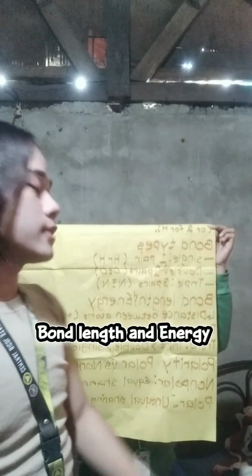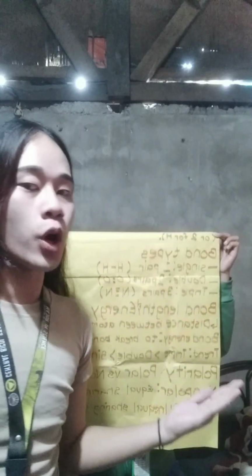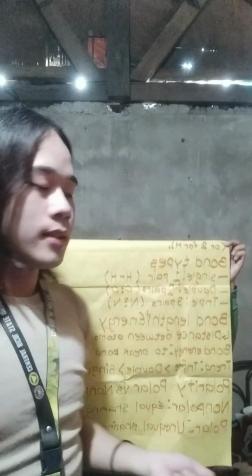So let's proceed to bond length and energy. Bond length is the distance between atoms: the shorter, the stronger. Next is bond energy: the energy needed to break a bond, the higher, the stronger. The trend is triple, double, single. So that is bond length and energy.